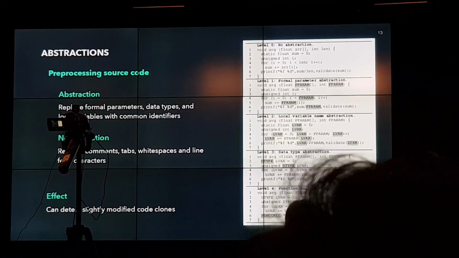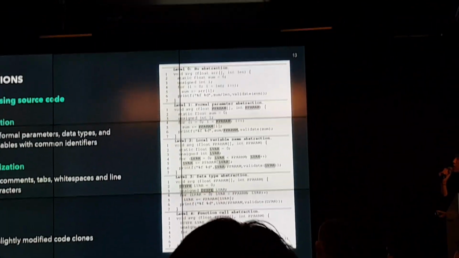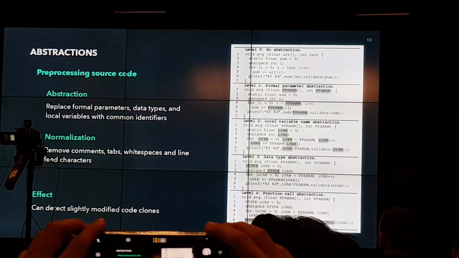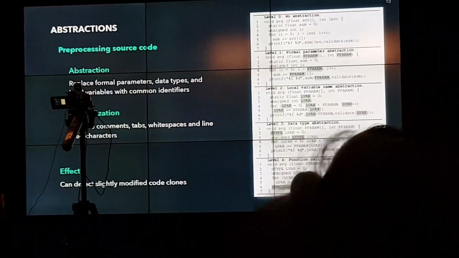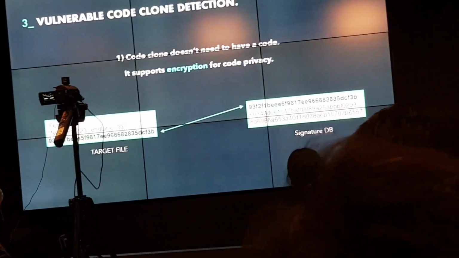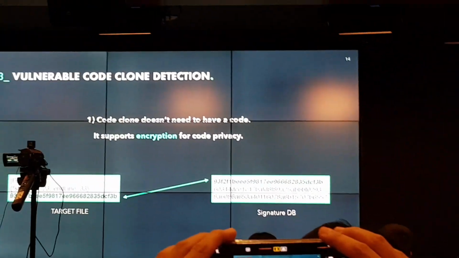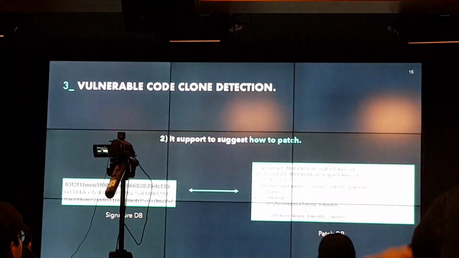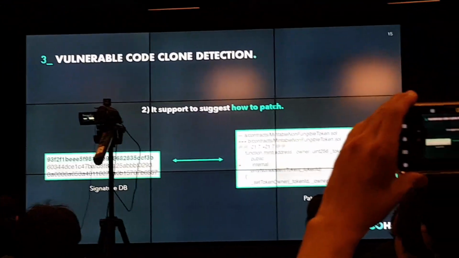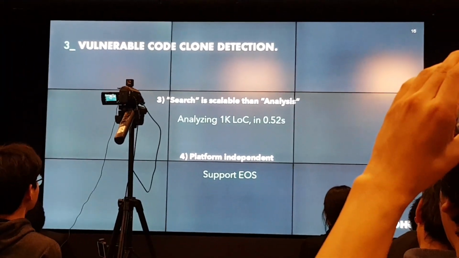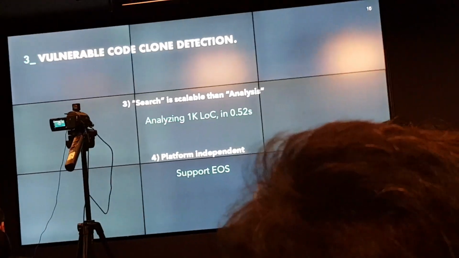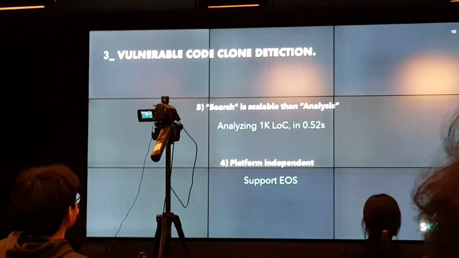Here are some real-world cases. Before conducting code clone detection, we have to preprocess the code to detect slightly modified code clones. It supports encryption to ensure code privacy, and also suggests how to apply the patch. And it is very fast: in just 0.52 seconds, it can analyze 1K lines of code. And it also supports EOS.